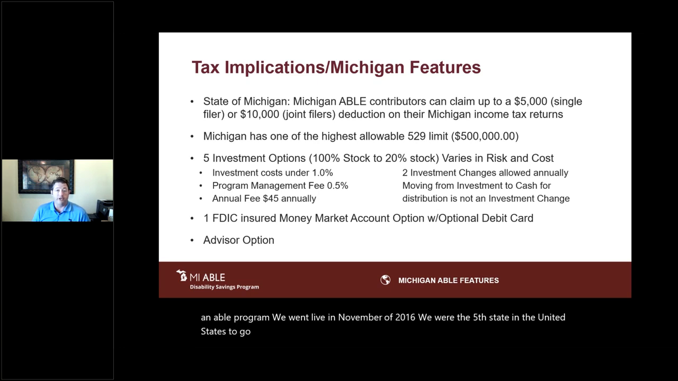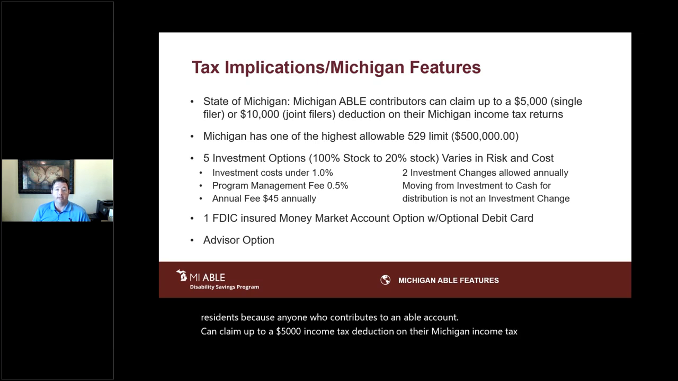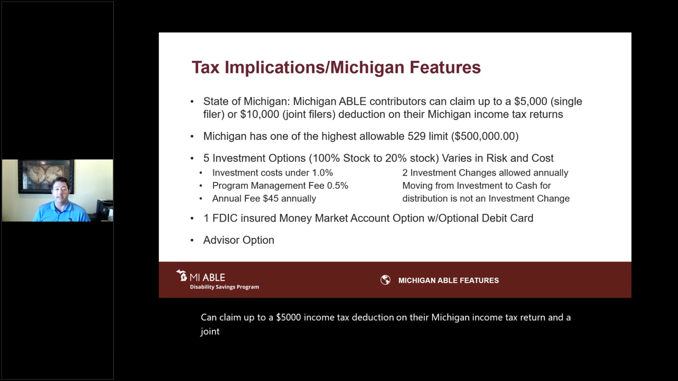And the Michigan legislation was really, really generous to Michigan residents, because anyone who contributes to an ABLE account can claim up to a $5,000 income tax deduction on their Michigan income tax return, and a joint couple can claim up to a $10,000 income tax deduction on their Michigan income tax return. Remember, that's a Michigan income tax deduction, not a federal income tax deduction.